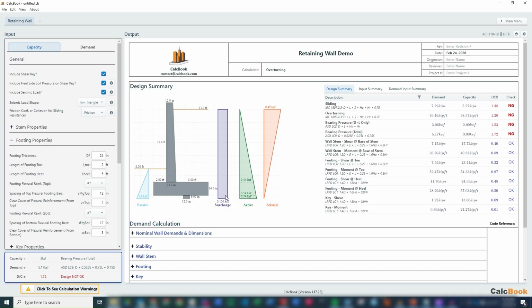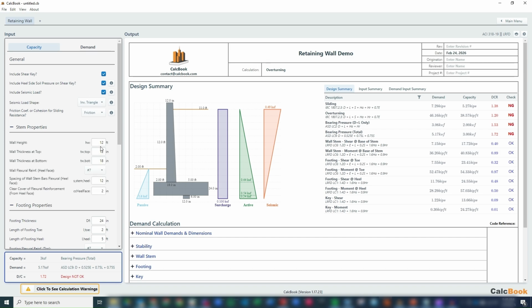So you'll see here these pressure diagrams extend to the bottom of the shear key. If you toggle this off, they will stop at the bottom of the footing. This just has to depend on your jurisdiction or what reference you're using. Some require it, some don't. So just be sure to take a look at that about what you need to do for your retaining wall. So next we're going to go ahead and move on to the rest of our properties here just to confirm we have what we need.